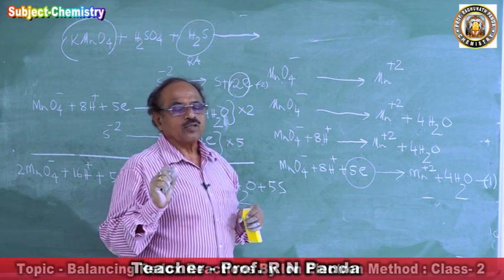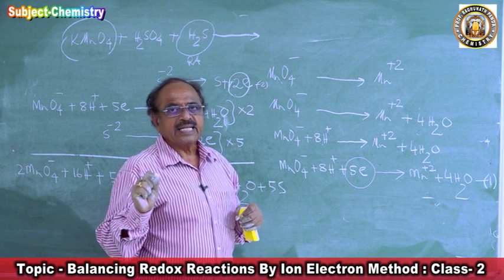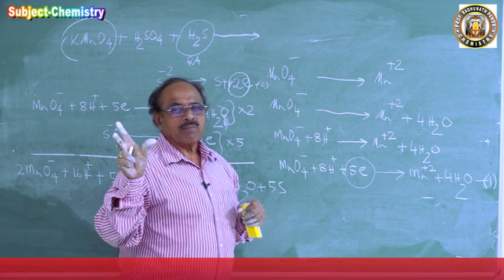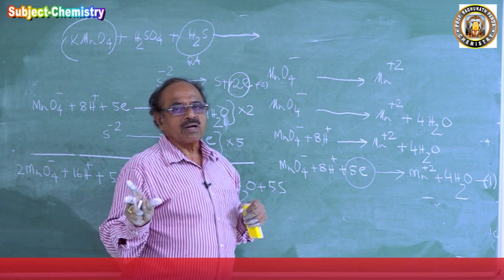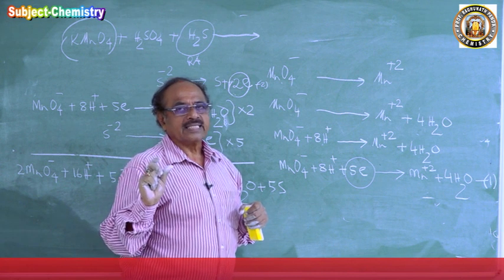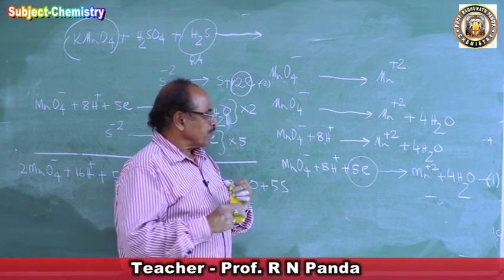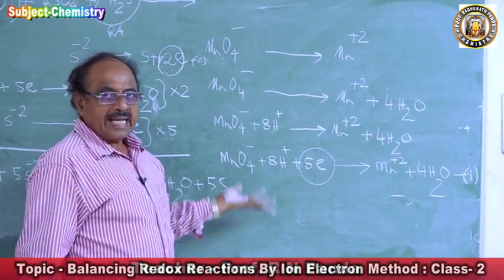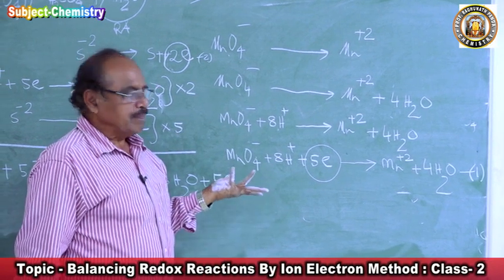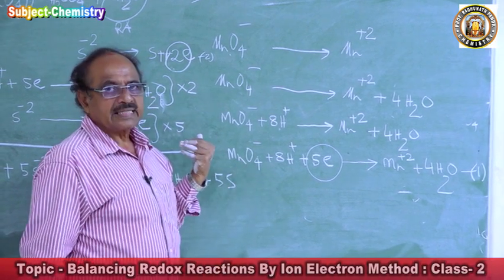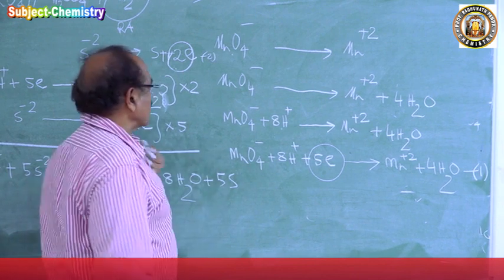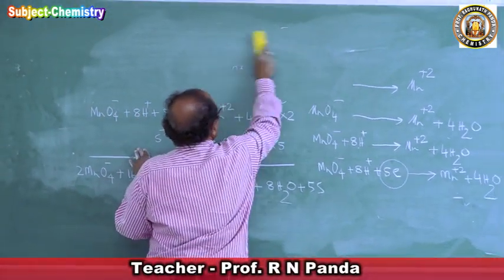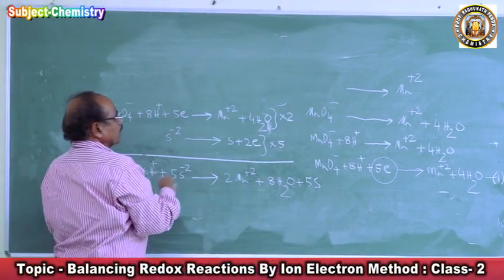So the equivalent mass of an oxidizing agent is equal to the molecular mass divided by the total number of electrons involved in its ionic equation. By writing this ionic equation, we can calculate the equivalent mass of the oxidizing agent. So the equivalent mass of an oxidizing agent or reducing agent can be found this way.